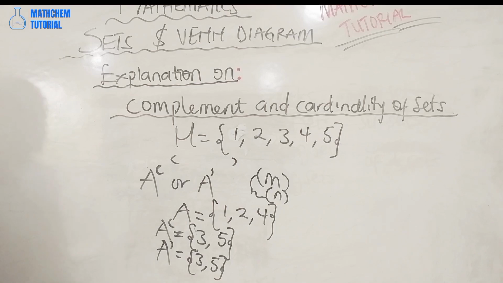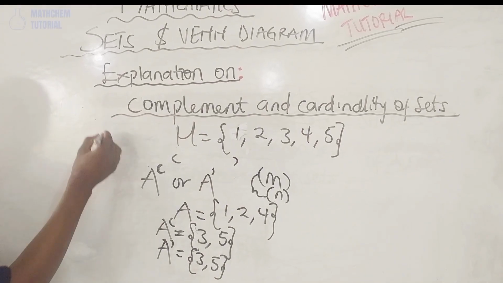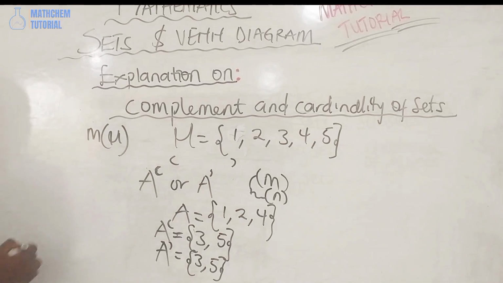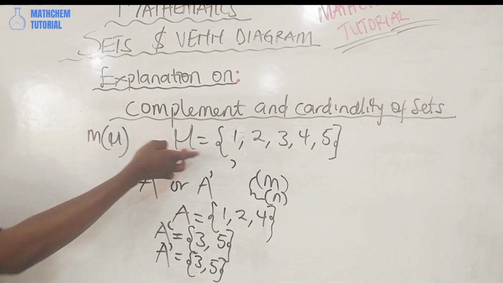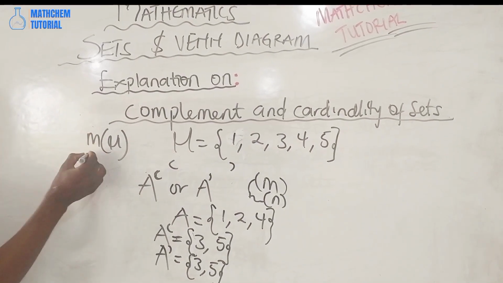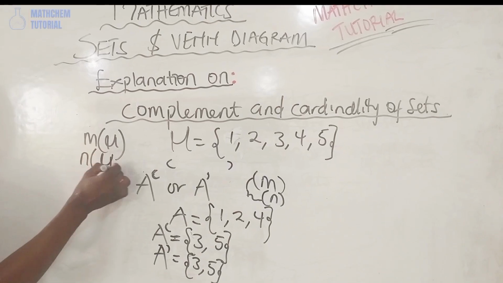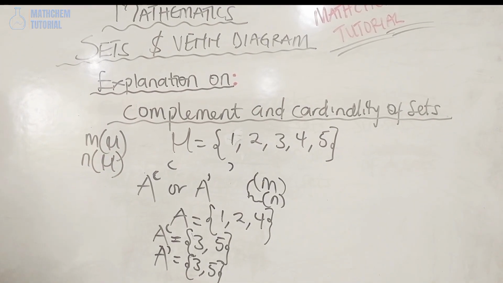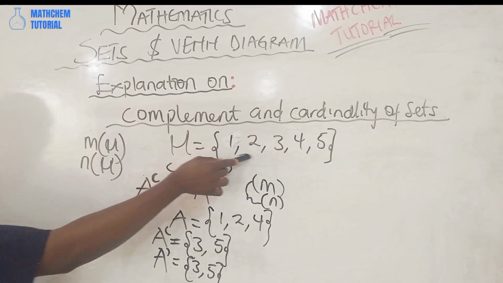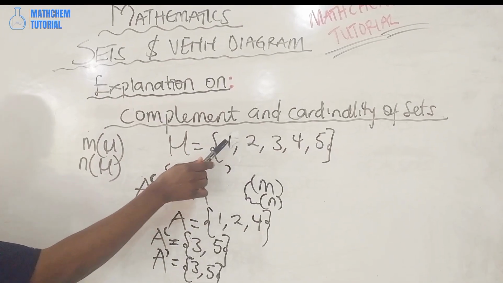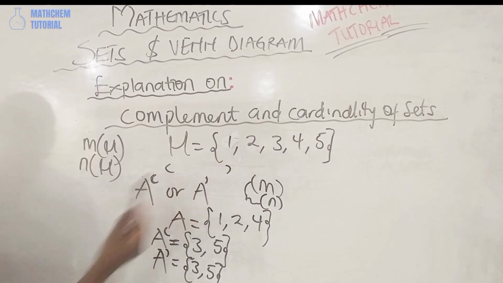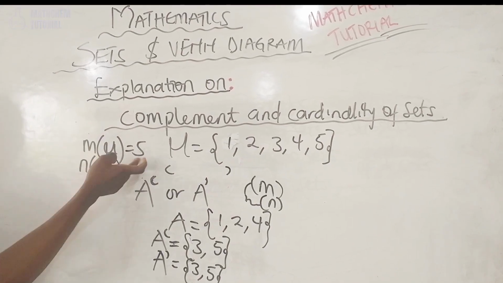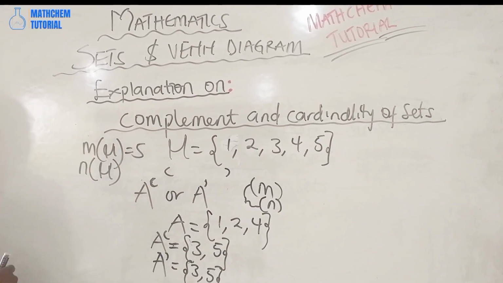Now what does it mean? If you are asked to find the cardinality of this particular universal set, or they can say find the number of this universal set, what will be the answer? You will just come to the elements you have here and count them: 1, 2, 3, 4, 5. Then you will come here and write 5. Mind you, writing 5 here will not be in the curly bracket. Just write your 5 like this.